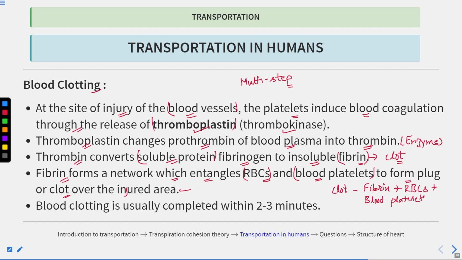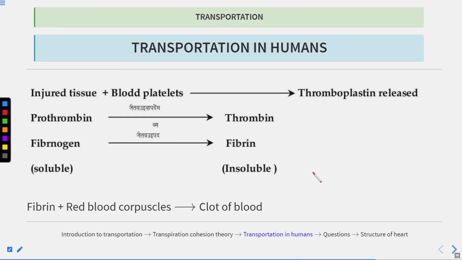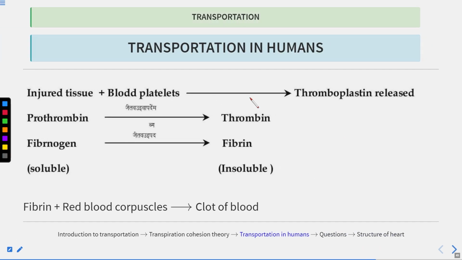Okay, so these together form the blood clot. Now blood clotting is usually completed within 2 or 3 minutes. So it is quite fast. Otherwise you can lose a lot of blood. Now this is the flow chart. These are all the reactions that are going on in the formation of the blood clot.